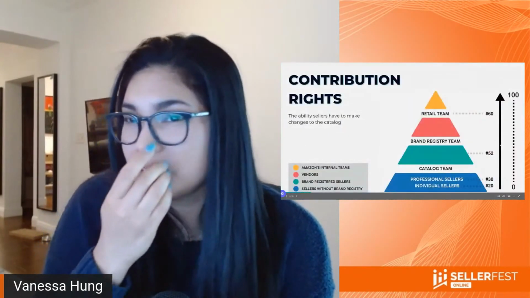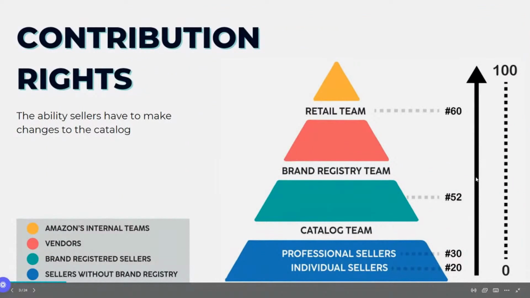So let's get started. Before we jump into the flat file, I need you to understand the contribution rights of an Amazon catalog. So many of the issues that we encounter when we are trying to change stuff in the backend come from a contribution rights pyramid, when there are discrepancies throughout the catalog.